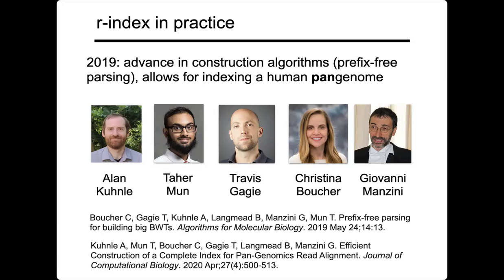These are several authors of the initial papers using a technique called prefix-free parsing. Okay? And it is my goal to eventually have videos on this, but I don't. So you'll have to read the papers if you want to learn about prefix-free parsing. And we applied it to human genomes.